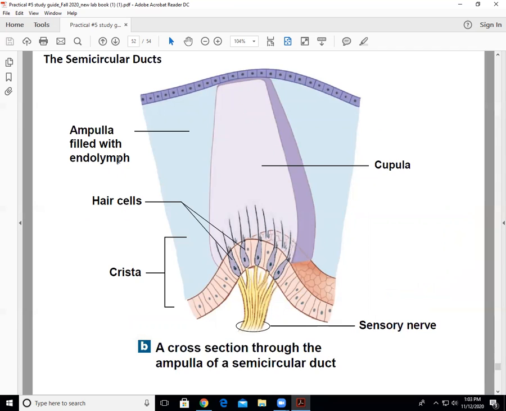Okay, semicircular ducts. You have the cupula. The area around the cupula is the ampulla and is filled with endolymph. Here are more hair cells. This layer, we call the crista. Those hair cells are connected to a nerve and send information. So when there's movement, vibration, this is what's going on inside those semicircular ducts. It helps you figure out whether you're off balance or not when you turn your head.